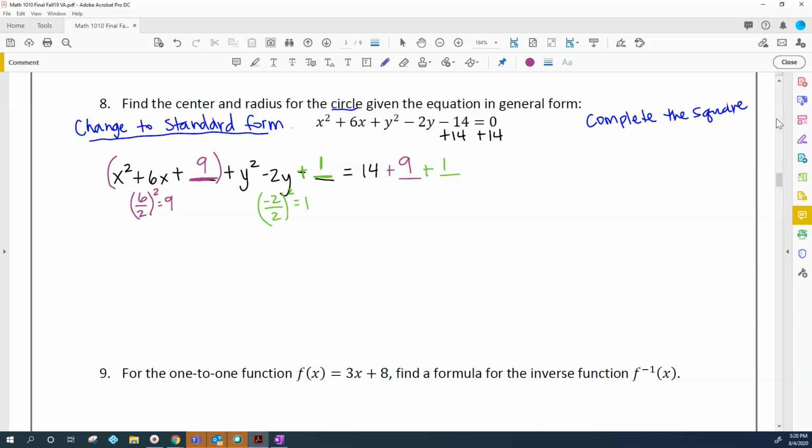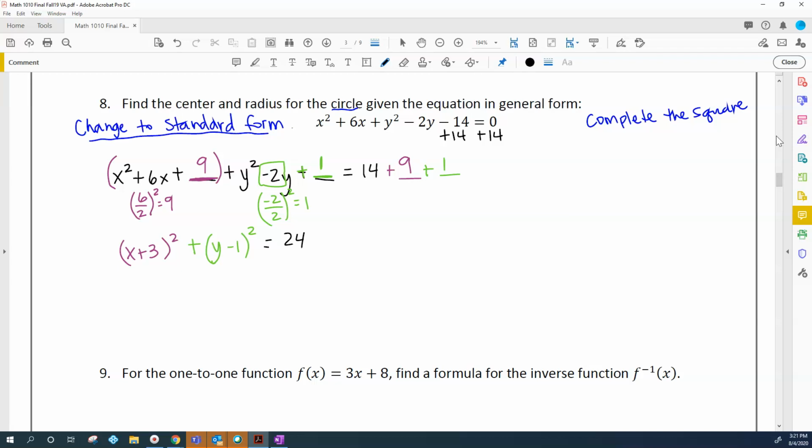Anybody remember? It's x plus 3, all raised to the second power. I'm taking whatever number I find half of, and that's always going to be the number there. So my other one is going to be y minus 1, because half of negative 2 is a negative 1. That's why it's a negative 1 there, all squared. And that's going to equal 14 plus 9 plus 1. Well, 9 plus 1 is 10, plus 14 is 24.